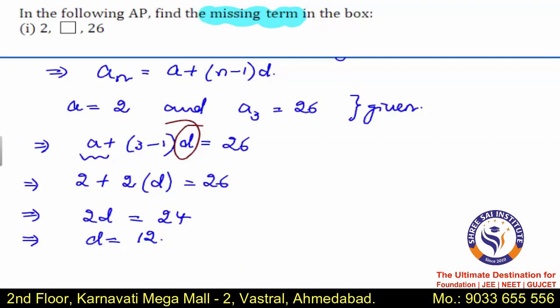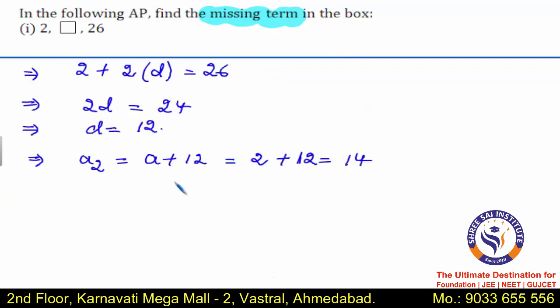Now we know that each term of an AP is obtained by adding a fixed number to the preceding term. This implies that the second term is given by A plus 12, and A is 2 plus 12. This implies the second term of the given AP is 14. Thus, the missing number in the box is 14, and this completes the solution.